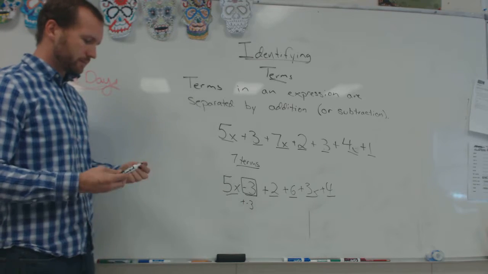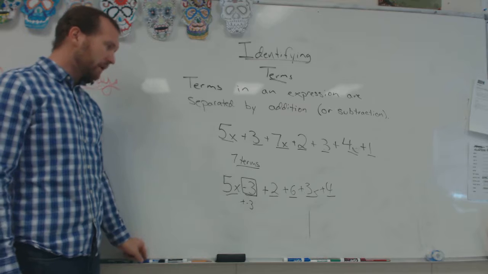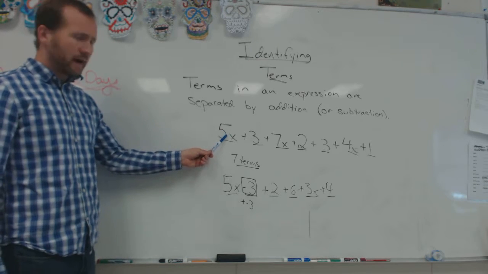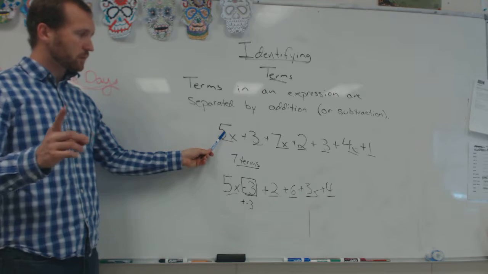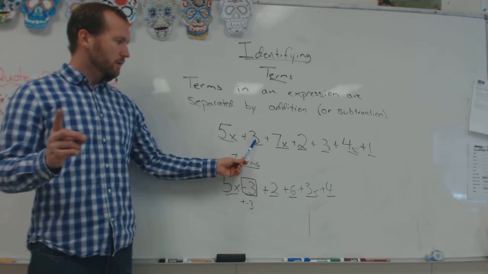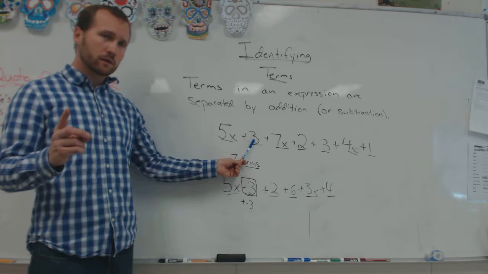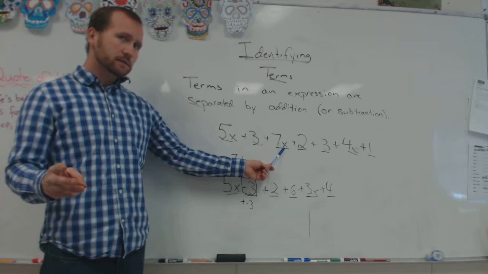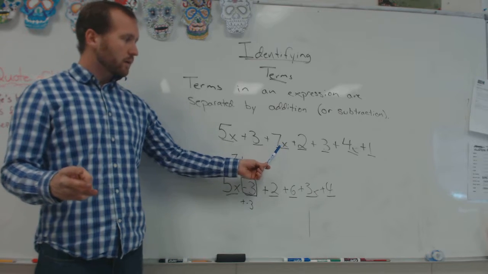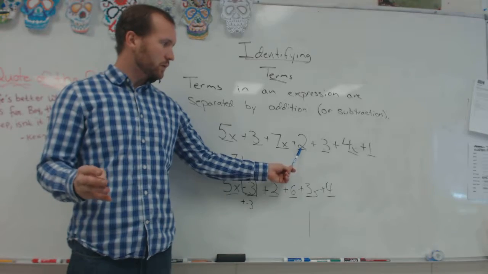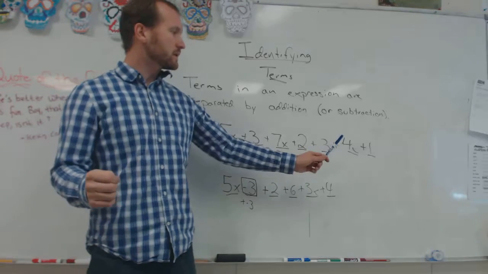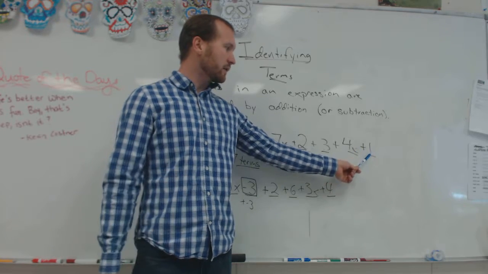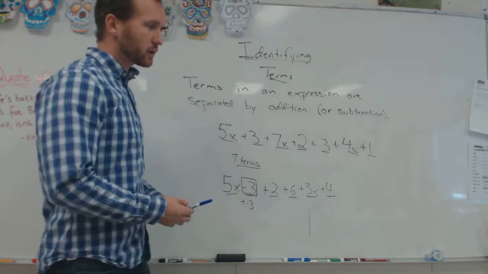Let's look at the first one. Can you name all of the terms in this expression? We have 5x. That's one term. What's the second term? 7x. Second term is 3. What's the third term? 7x. What's the fourth term? 2. What's the fifth term? 3. What's the sixth term? 4x. And what's the seventh term? 1. This term is just 1.